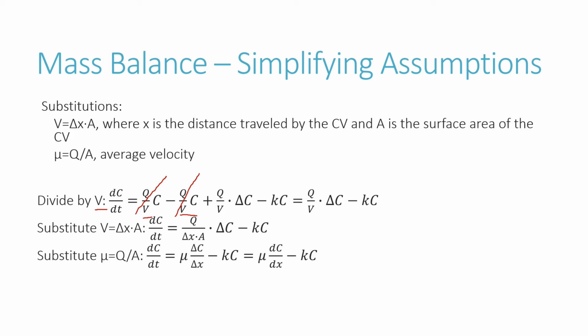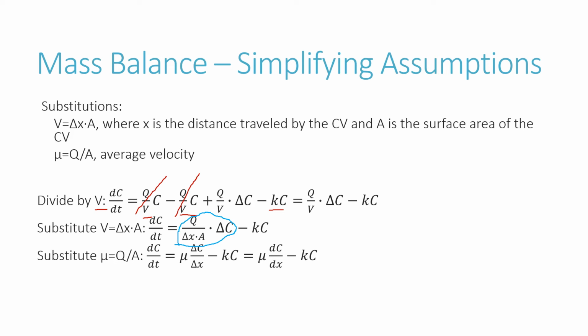And then we're going to remove V from the reaction term so that we're left with Q divided by V times the change in concentration minus the reaction term. Our first substitution is to eliminate the variables delta X times A for V, where V is the control volume, X is the distance traveled by the control volume, A is the surface area of the control volume. This is going to get rid of the V for any term, and so now we have this substitution here.